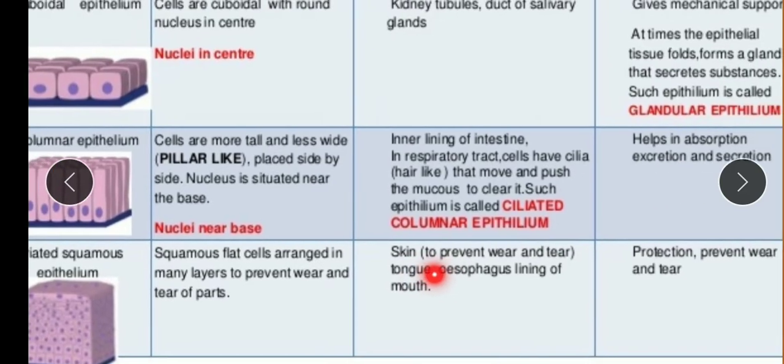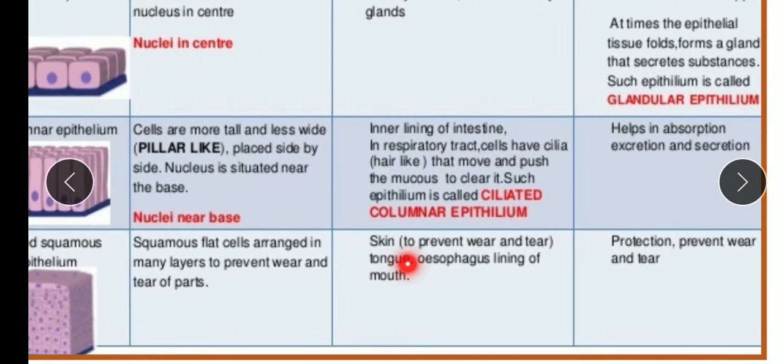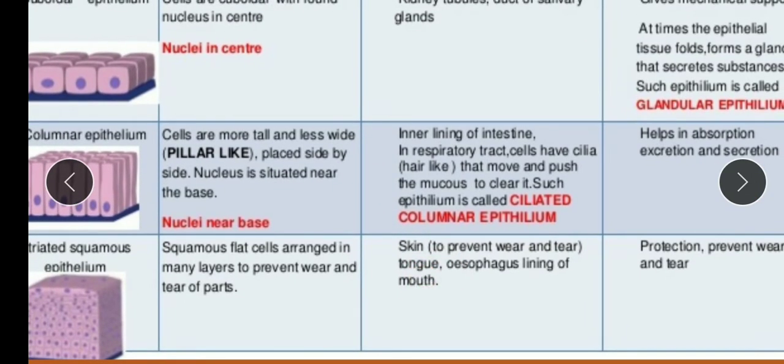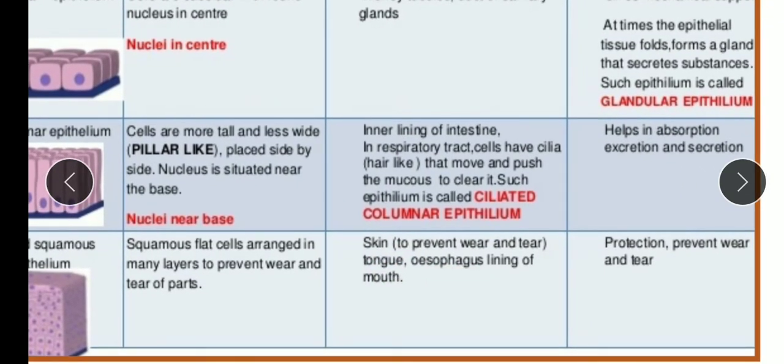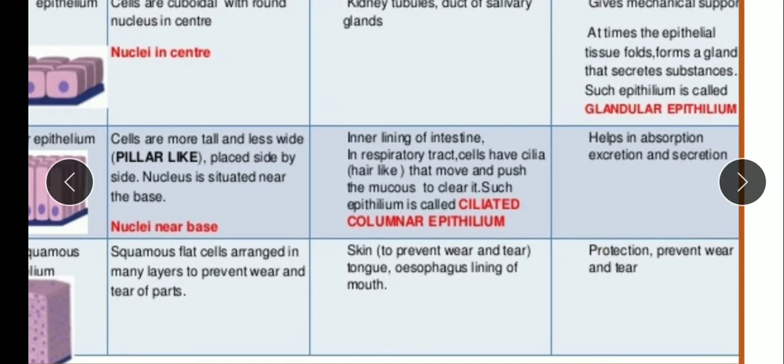Now where are they found? They are found in skin and the cornea, meaning in the eye. In skin, their function is to prevent wear and tear, and they are found in the tongue also, esophagus, lining of the mouth, and in the cornea also. And what is their main function? Their function is protection and preventing wear and tear.